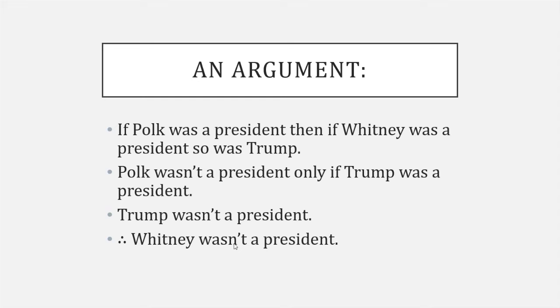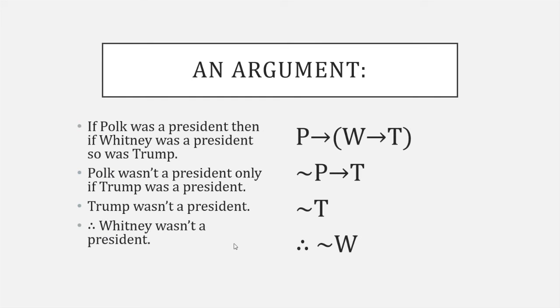So how do we do that? Well, you're not going to do it in the natural language. You're going to symbolize it first. Here's a symbolization of those premises and the conclusion, where P is Polk as president, W is Whitney as president, and T is Trump as president. Now we're going to try to do a derivation that leads from those premises to that conclusion.